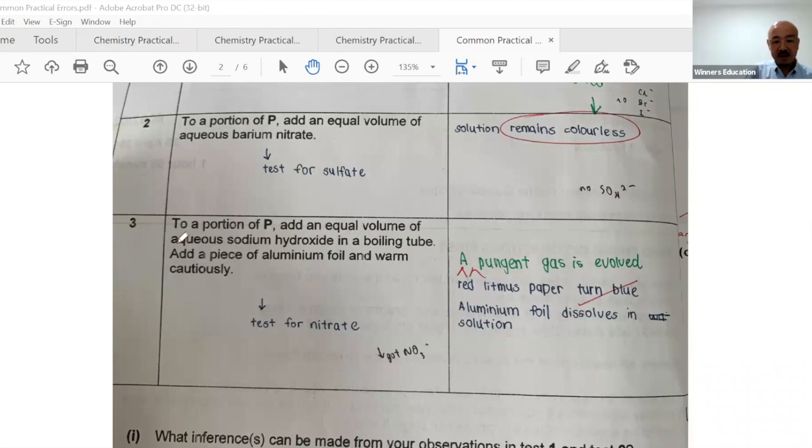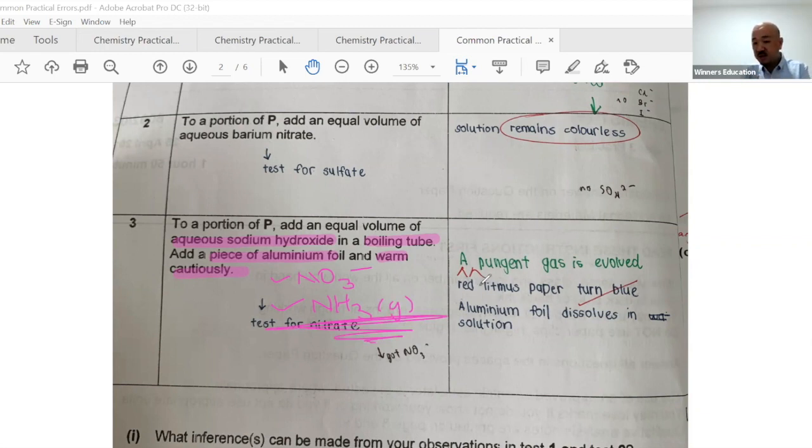Next, remember this. When you add aqueous sodium hydroxide, boil it, add a piece of aluminum foil, warm. This one is whereby we test for NO3 minus. And what came out? Ammonia gas came out. All right. This one came out. So she only gets half the mark.